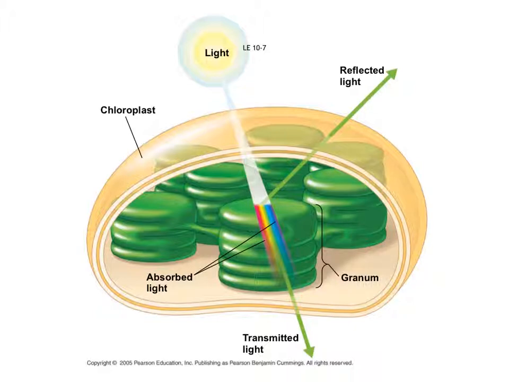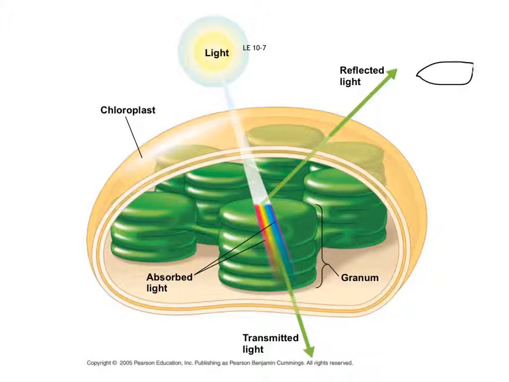Here's a picture of the chloroplast and the thylakoid membranes, and that's where the chlorophyll and carotenoids or other pigments are located. And when the light hits the chloroplast, there are three things that can happen. The light can be absorbed, the light can be transmitted, it goes straight through, or the light can be reflected. Any kind of transmitted light or reflected light, those are light wavelengths that we see with our eye.